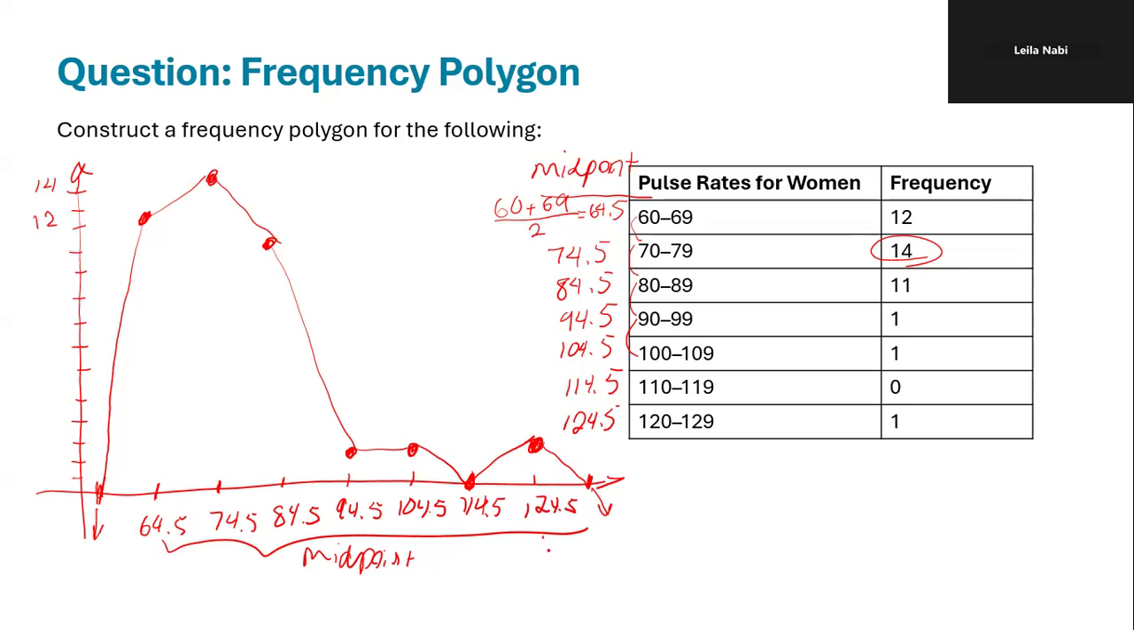So if I add 124.5 and 10, it gives me 134.5, which is this point. And if I subtract 10 from the first, it gives me 54.5. Since these two classes do not exist in this table, the frequency of these classes is 0. That means they have a point on the horizontal axis. That's why we can connect the points to these two points. And now I have a frequency polygon.